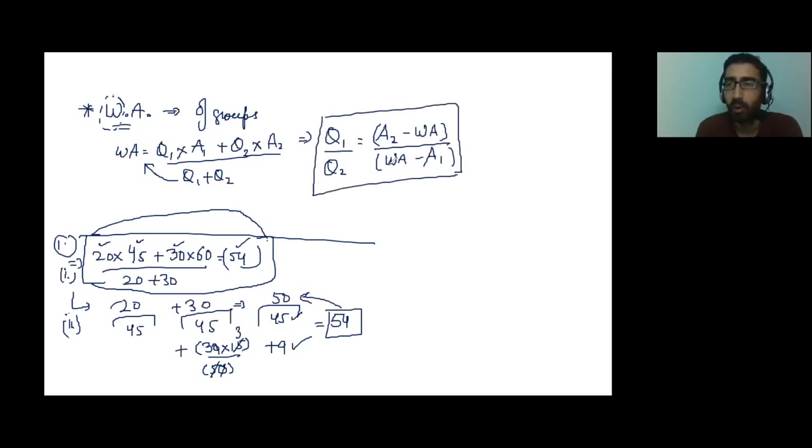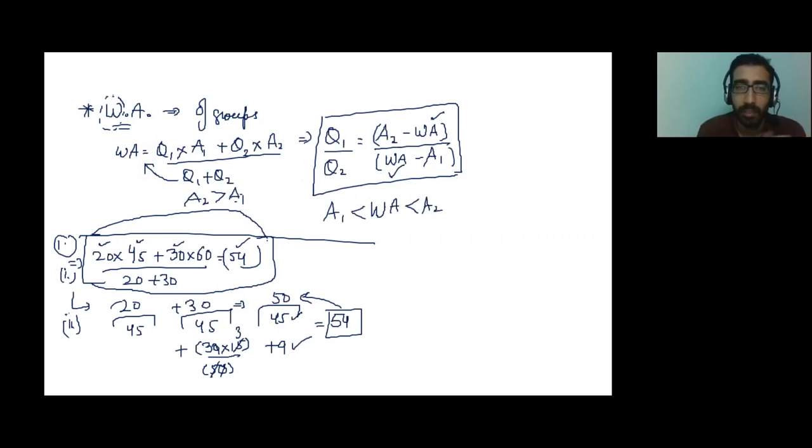This is essentially the formula in all concepts revolving around weighted average and alligations. So the ratio of quantities is nothing but the inverse of their difference from whatever weighted average exists. And of course, the weighted average will lie between two extremes. For example, say average 2 is greater than average 1. Then weighted average is going to be greater than A1 but less than A2. It will always lie between the two values, right?